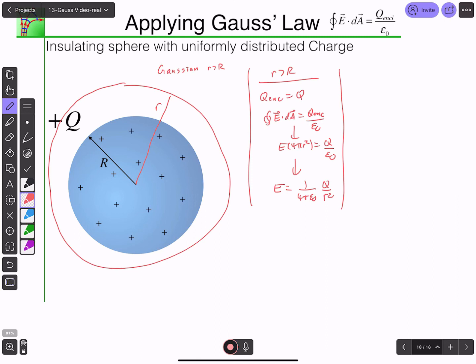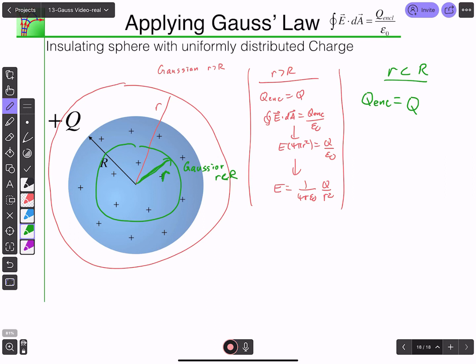But now, when we want to look at inside, it's a little bit trickier. Here's my Gaussian for r inside, for r less than R. That's trickier because for Q enclosed, we're only enclosing a fraction of it. When we're outside, we're enclosing all the charge Q, but here we're only enclosing some of it. You can try to think about how to calculate the enclosed charge, pause it and figure it out for yourself if you can, but I'll show you my resolution.